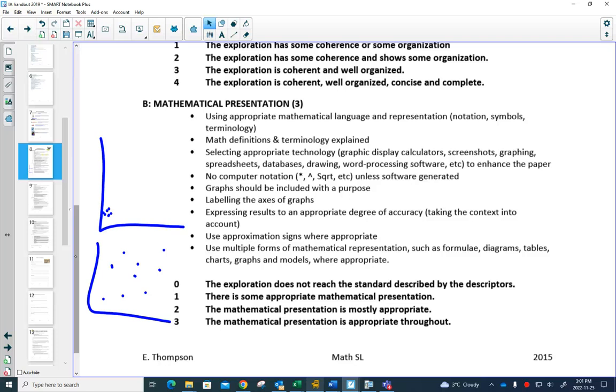Sometimes you might say, all of my mathematics is showing all the decimal places, and I've kept all the decimal places in my calculations until the final answer, and all of my final answers are rounded to 3 sig figs, unless I needed something else, and you've explained that in there. That shows that you were thinking about this as you went along.